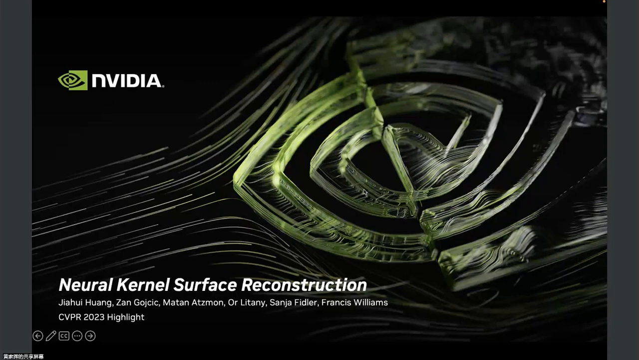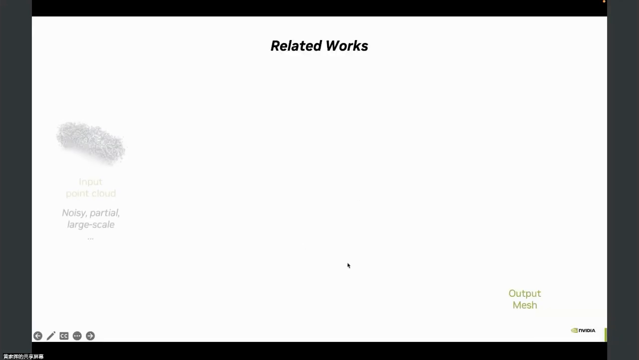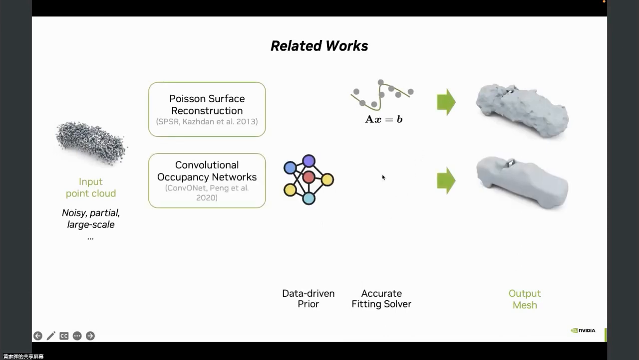The second example is actually a direct extension of the previous work. We call it Neural Kernel Surface Reconstruction, and this has already been published in CVPR this year. We have also been doing follow-ups, but this is the most recent work that we got published. Similar to what I said before, we want to combine the best of the two worlds, utilizing these data-driven priors and also an accurate fitting solver.